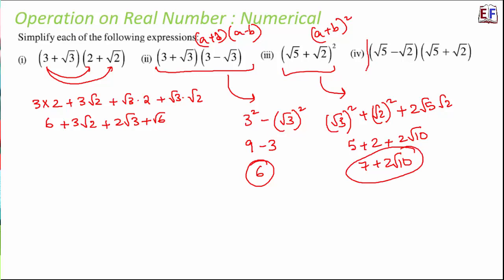The last one, root 5 minus root 2 into root 5 plus root 2. So it is in the form of a minus b into a plus b, which is equal to a square minus b square. So I leave it for you as an exercise. So give it a try. So put it in the form of a square minus b square, that is root 5 square minus root 2 square.